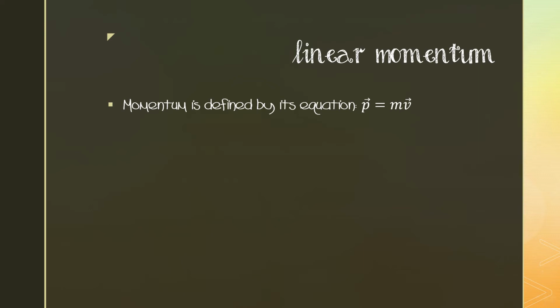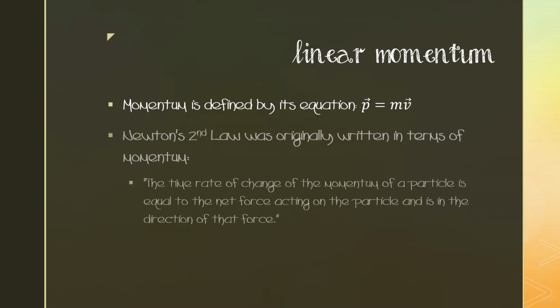A concept key to this unit is the concept of linear momentum. Momentum is one of those funny words that we use in our everyday English language, but it has a different meaning in physics. In physics, momentum is defined by its equation, the fact that momentum, which uses the symbol p, is equal to its mass times its velocity. We'll notice those vector symbols on top of p and v, indicating that momentum is a vector, and it has the same direction as the velocity of our object.